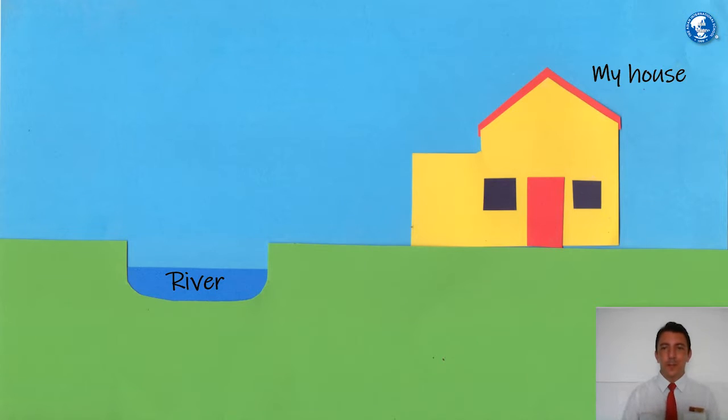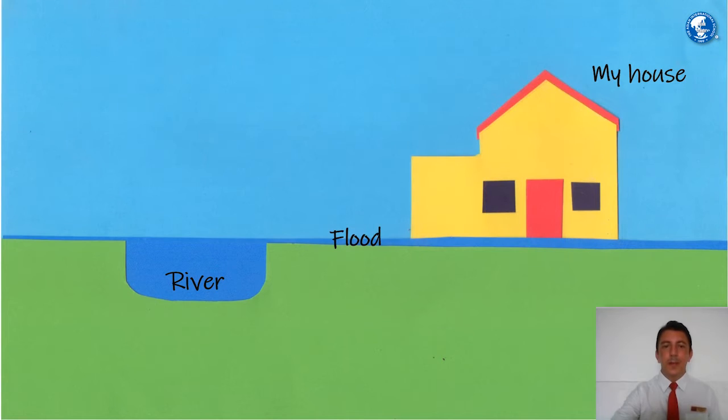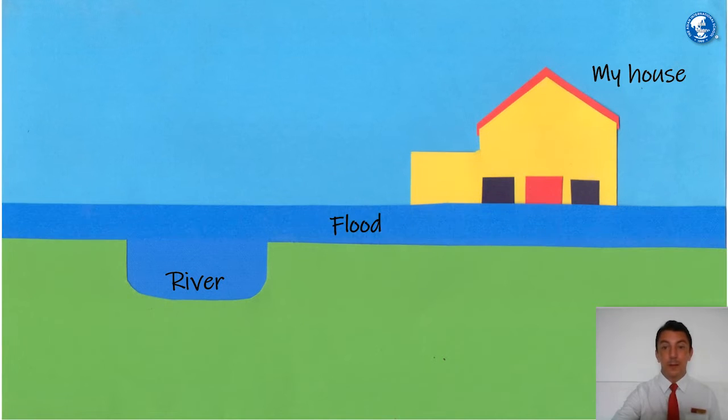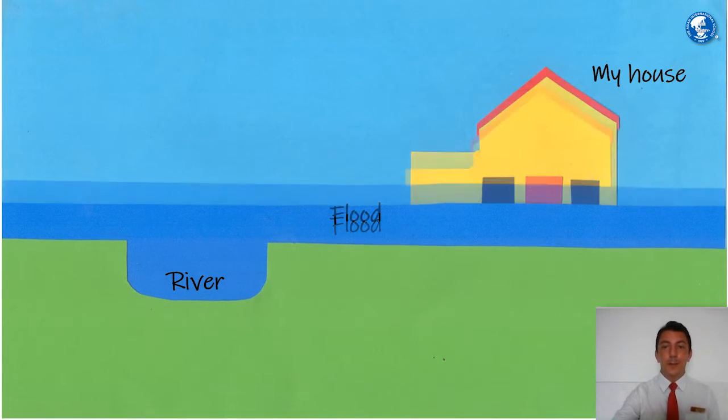But first, here's a situation. My house sits beside a river. But there's been a lot of heavy rain lately, so the river level is rising. And now it has risen over the banks and there is a flood. A deeper flood and an even deeper flood.